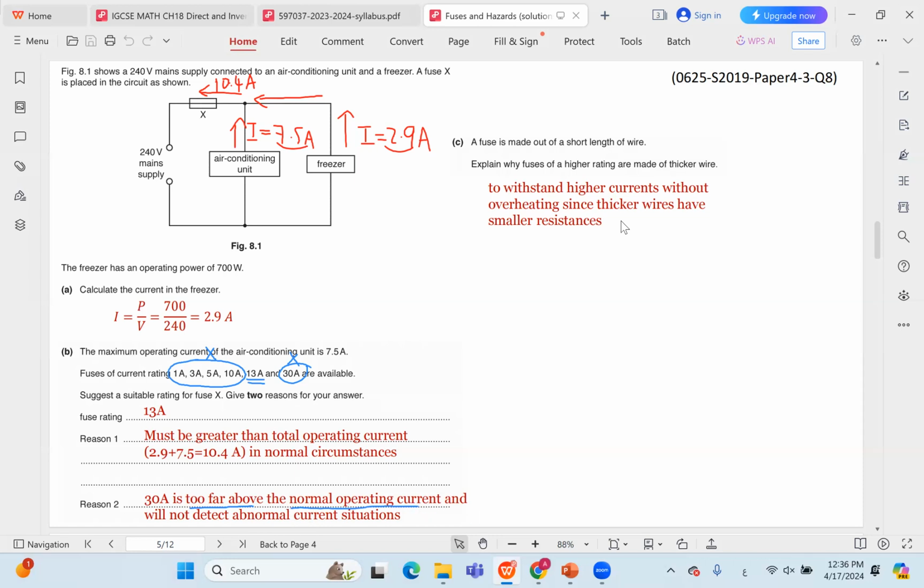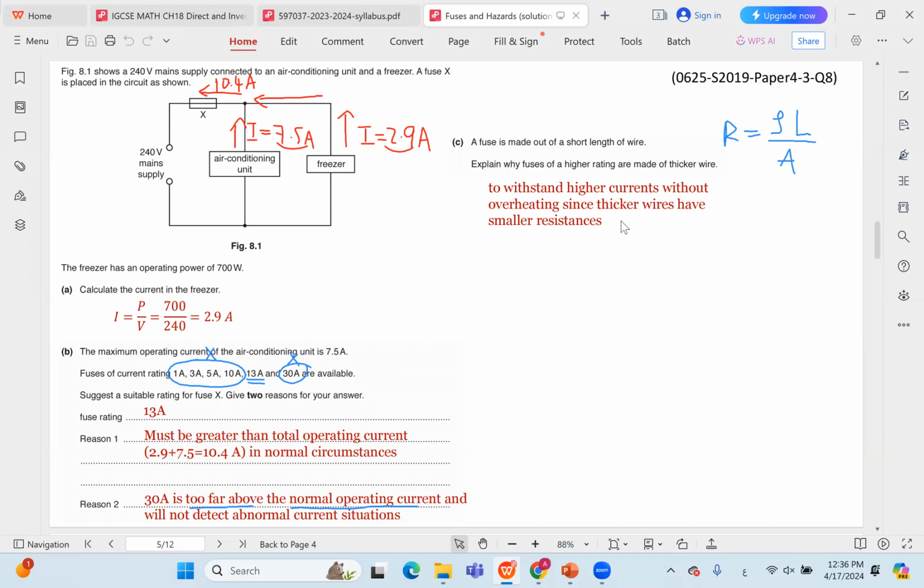In C, we are told a fuse is made out of a short length of wire. Explain why fuses of a higher rating are made of thicker wire. So you've studied before that the resistance of a wire depends on resistivity, which we don't really talk about that much, multiplied by length divided by area. So why do we need a thicker wire?